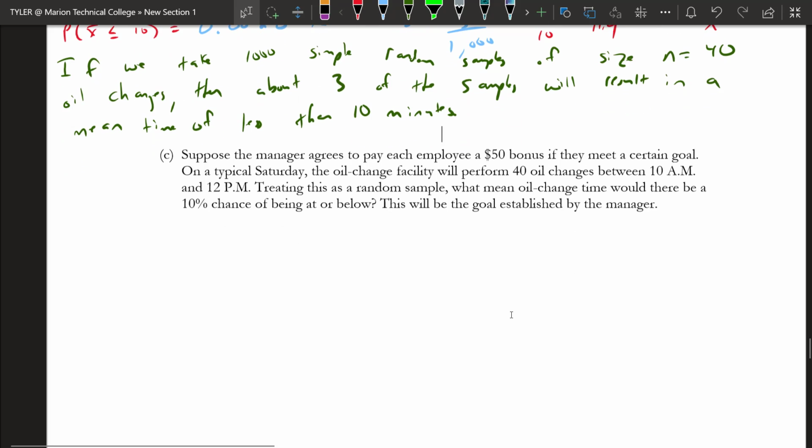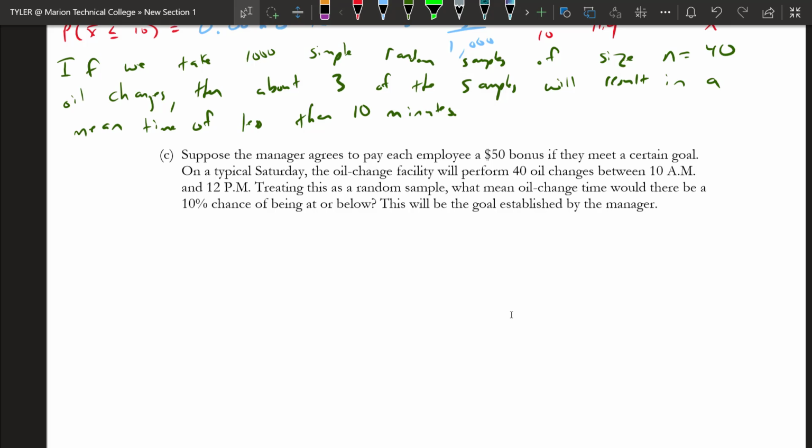Right. So then part C says, suppose the manager agrees to pay each employee a $50 bonus if they meet a certain goal. On a typical Saturday, the oil change facility will perform 40 oil changes between 10 a.m. and 12 p.m., treating this as a random sample. What mean oil change time would there be a 10% chance of being at or below?